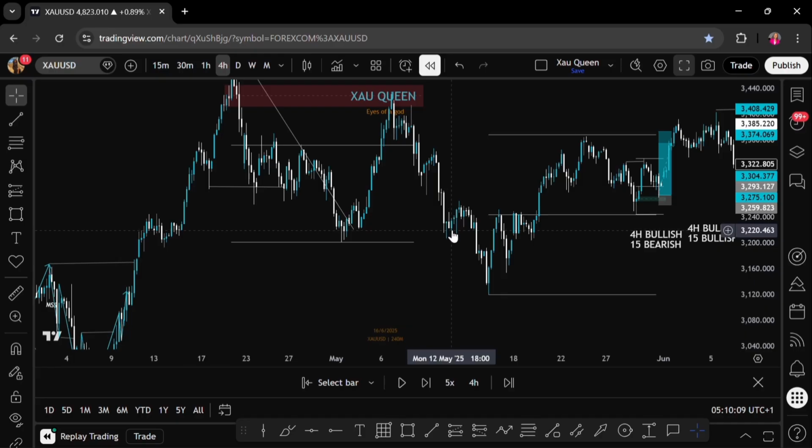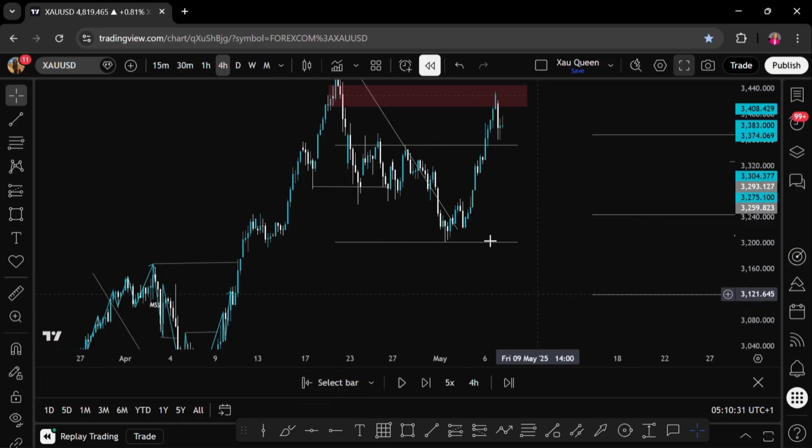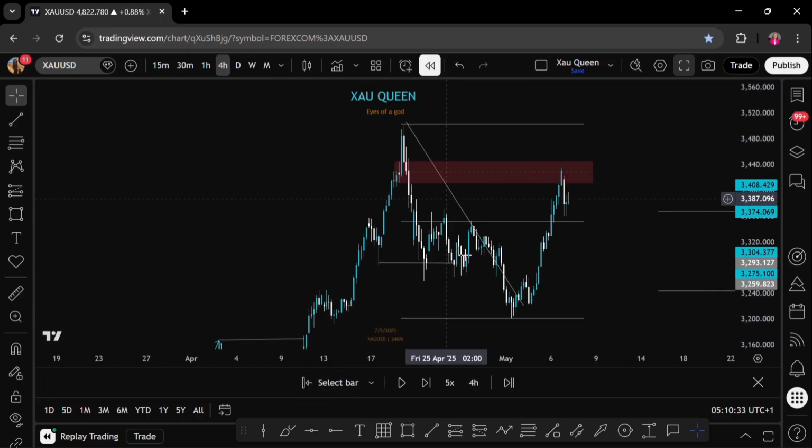Now, if the daily time frame is bullish and we're having 4 hours bearish, just know that is an internal pullback for the daily swing structure. And if 4 hours is bearish and 1 hour is bullish, just know that it is an internal pullback for the 4 hours structure. Like if we check this guy now, you know that this guy now is bearish.